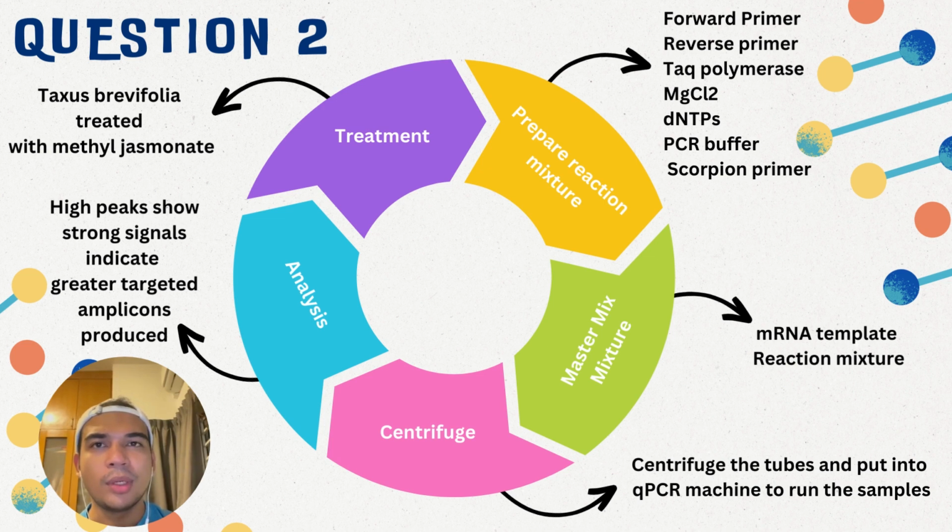After that, we need to add the master mix into the samples containing mRNA template. Briefly centrifuge the tubes and put them into the qPCR machine to run the samples. The results are produced during each qPCR cycle and the data will be shown in graph form. We also need to analyze and interpret the graph and the signal produced while running qPCR, which means the high peaks show strong signals were detected and indicate greater targeted amplicons produced at that time.